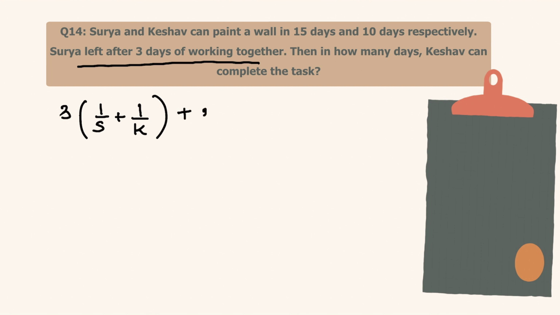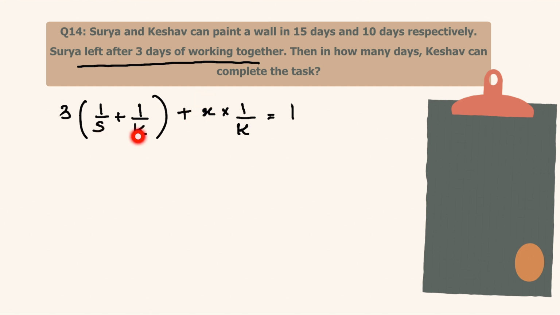Some X days Keshav worked, we don't know. He completed the total work. This is the thing actually. Once you read the question, you should be able to write it in this format, so that you know what is being given and you know what you need to find. Here what you need to find, that is the X.